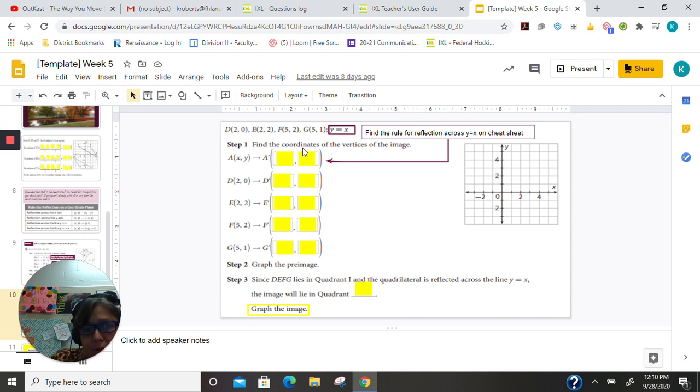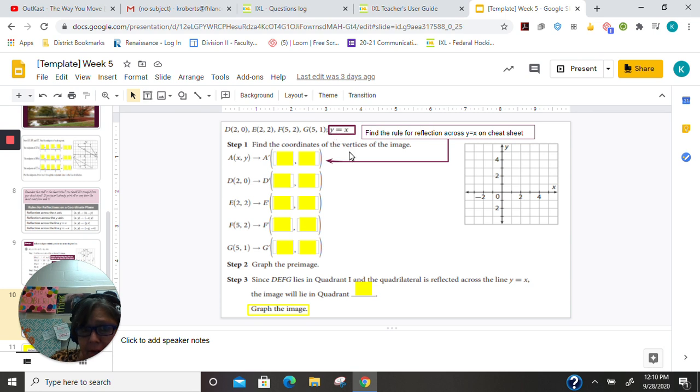This time you have 1, 2, 3, 4 points. So this is going to be a rectangle or a square. And, well, no, it doesn't have to be. It could be any quadrilateral. And then it says that you're reflecting across y equals x. You're reflecting across y equals x.